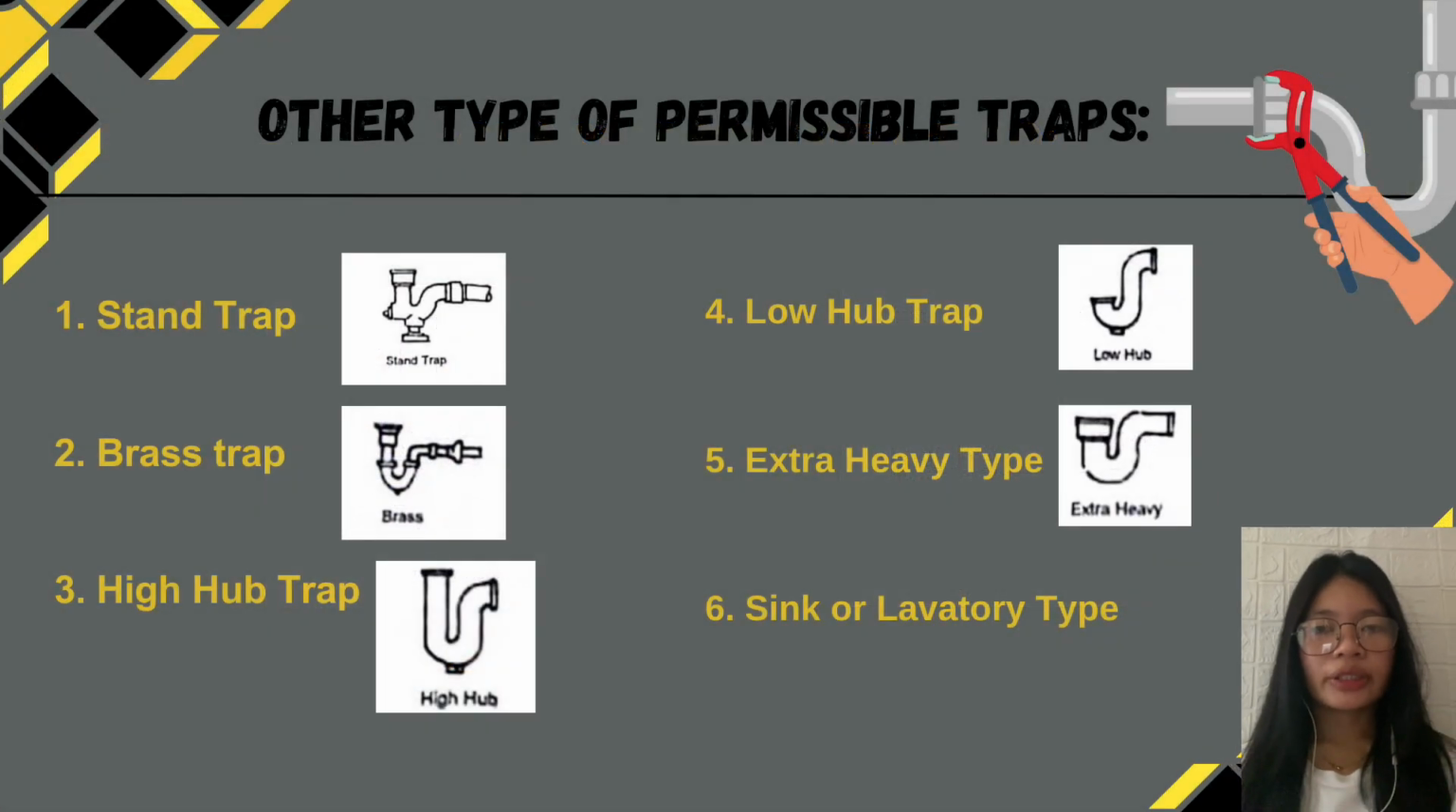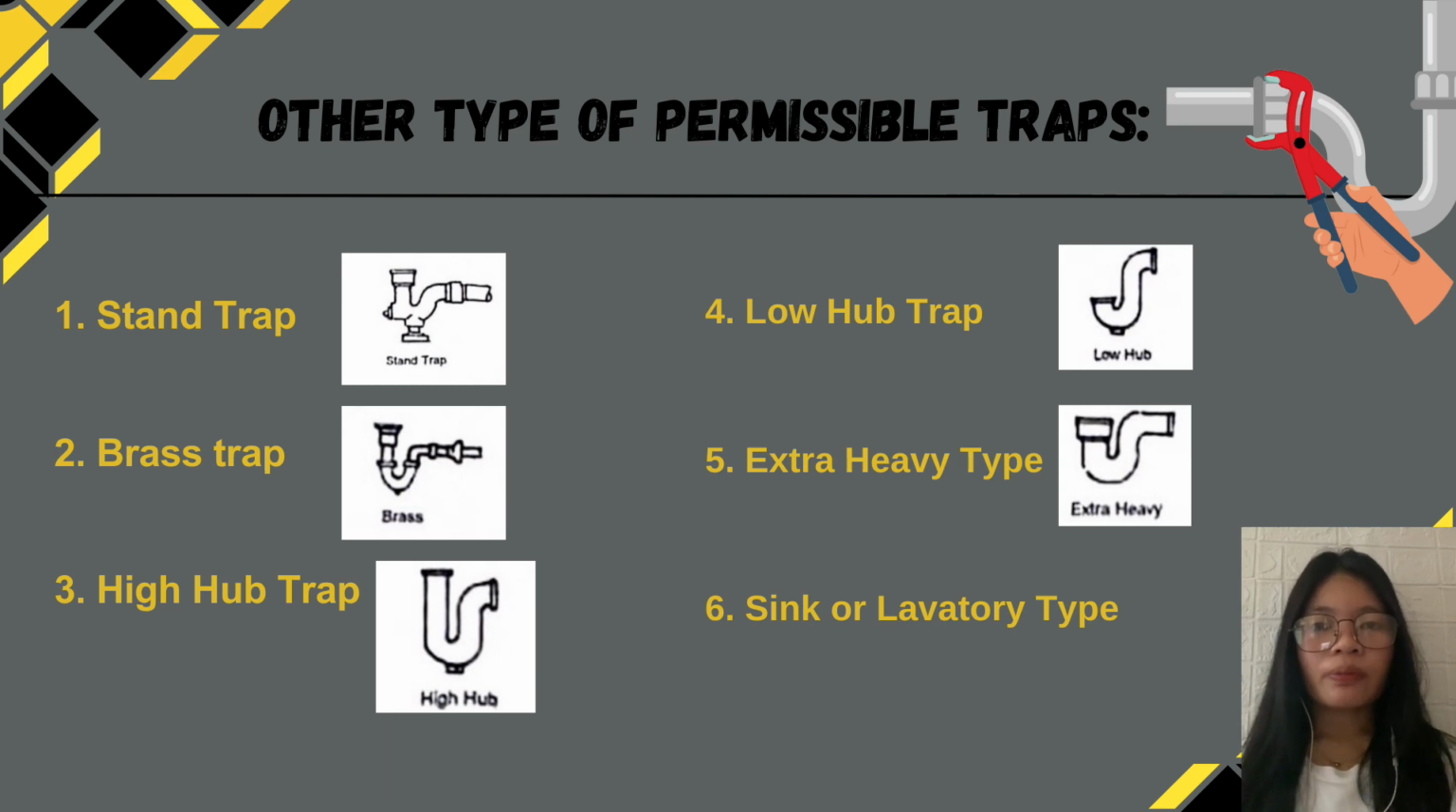Okay, so another type of permissible traps: there are six types. Number one is the stand trap. Number two is the brass trap. Number three is the high hub trap. Number four is the low hub trap. Number five is the extra heavy type. And the last one is the sink or lavatory type.